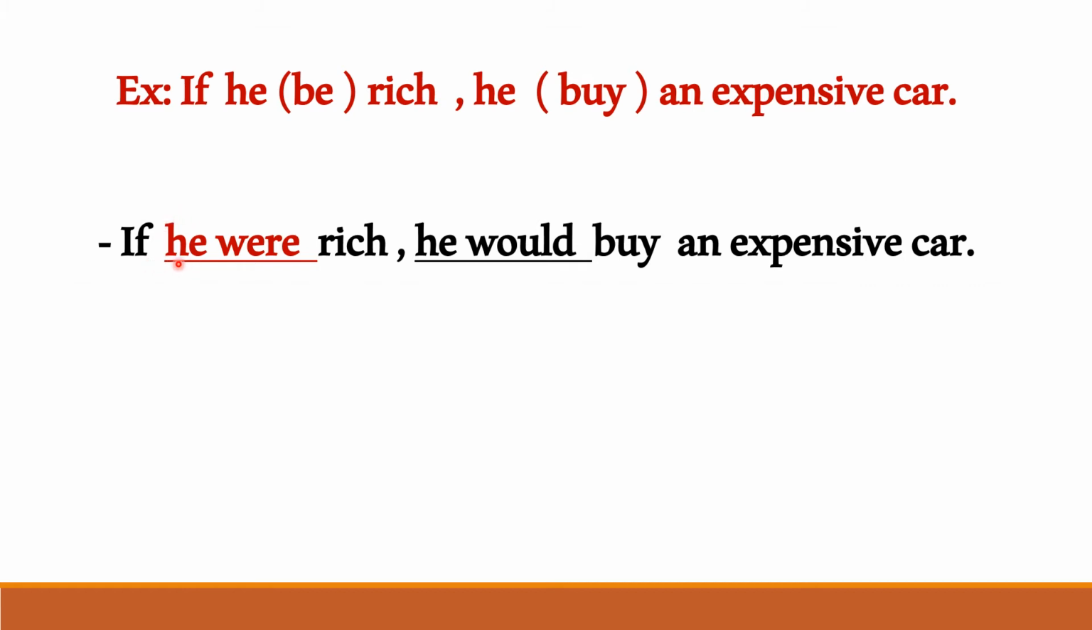If he were rich, meaning if he was wealthy. Then I put a comma, and he stays as it is. But before the infinitive verb we bring the auxiliary modal verb, that is would. After would we put the infinitive verb, the base form of the verb without any addition, and it is buy an expensive car.